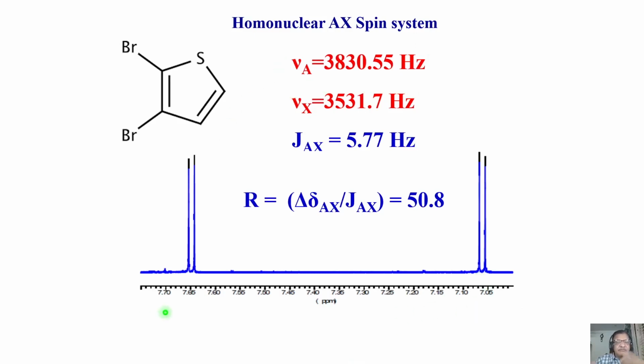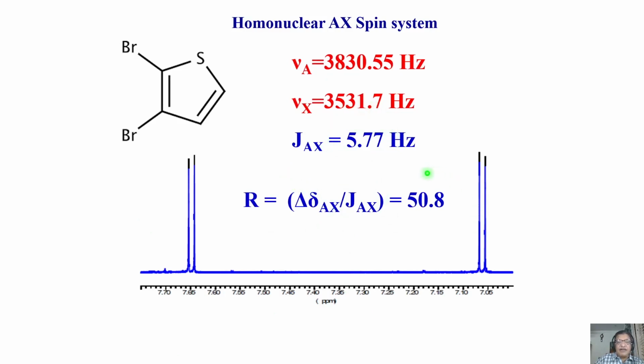Which is A? Which is X? My freedom: I can choose this as A or this as X. It doesn't matter. Now, what is the chemical shift separation between these two? Find out. It is close to 300 hertz. Approximately, the chemical shift separation is 300 hertz between this and this. And what is the coupling between these two? Only 5.77. Now plug in this 300 as the chemical shift difference, divided by the J coupling.